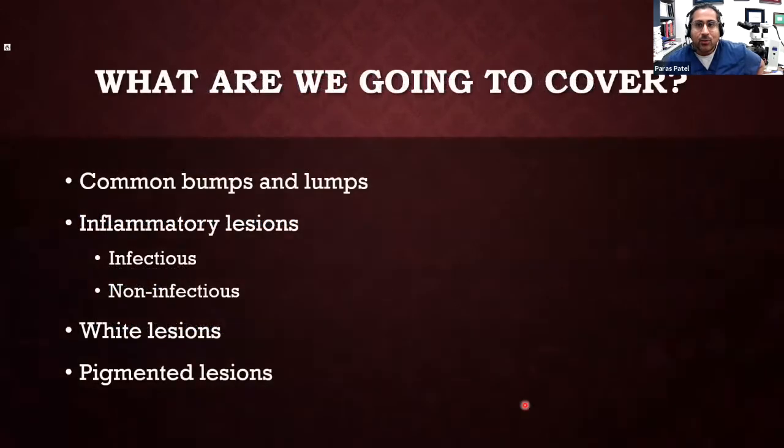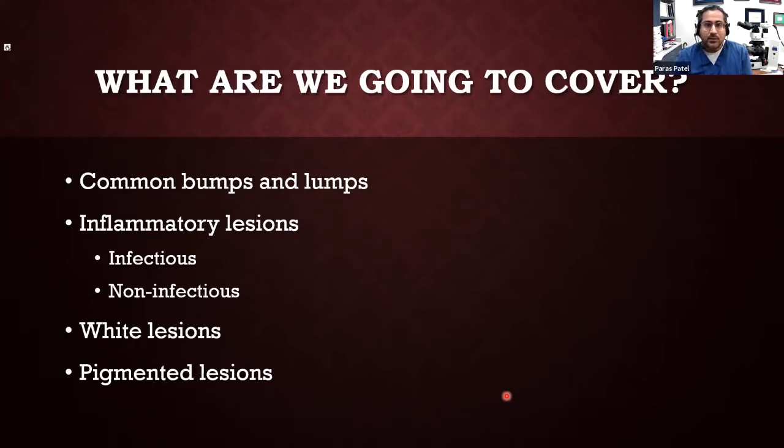So what are we going to cover today? We're going to start off with kind of common bumps and lumps that we'll encounter in the oral cavity, followed by inflammatory lesions, and we'll focus on those that are infectious and more common, as well as those that are non-infectious in origin, and that's something that you're likely to see also in practice. Then we'll touch on white lesions and end with pigmented lesions.